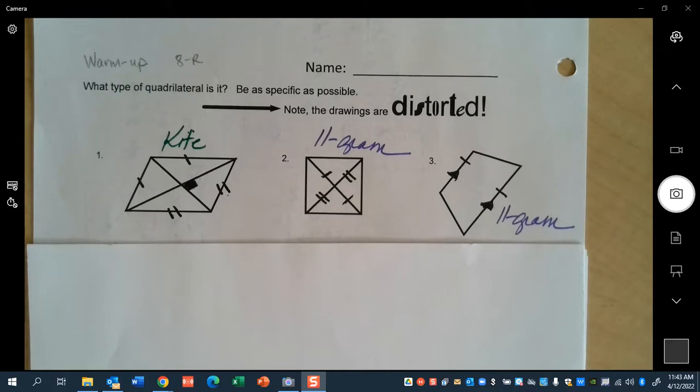Number 3 looks like a trapezoid, but because I have one set of sides that's both congruent and parallel, I know it has to be a parallelogram.